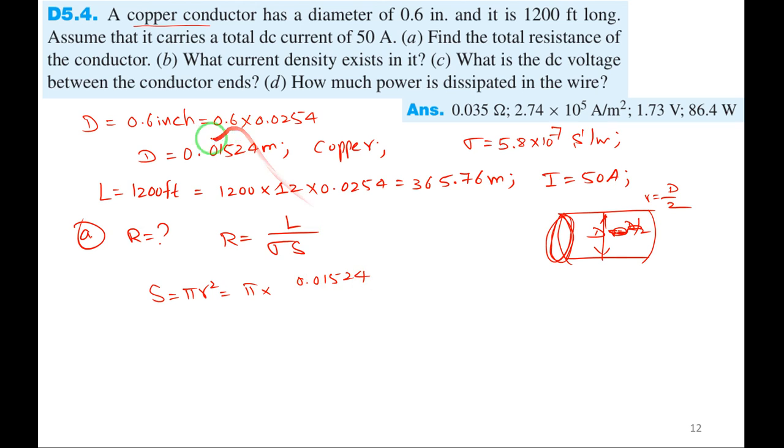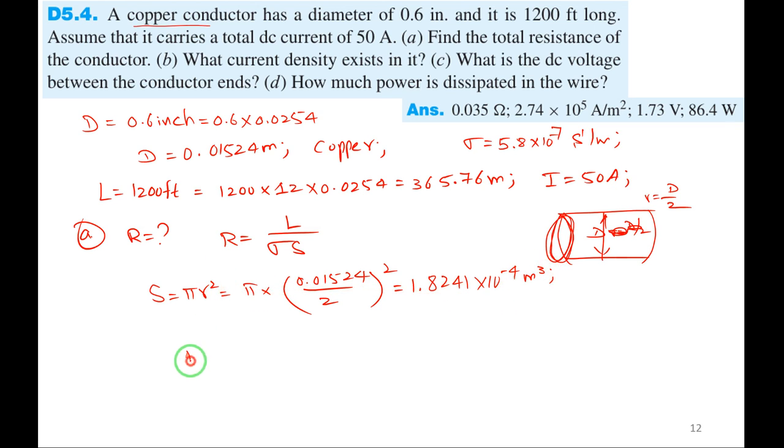0.01524. We have calculated 0.01524 divided by 2 whole square. Pi r square. We will calculate this. So shift pi into 0.01524 square divided by 2 square is nothing but 4. So I am getting it as 1.8241 into 10 power minus 4 meter square.